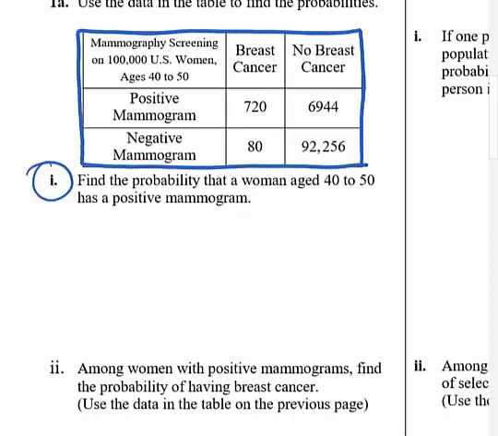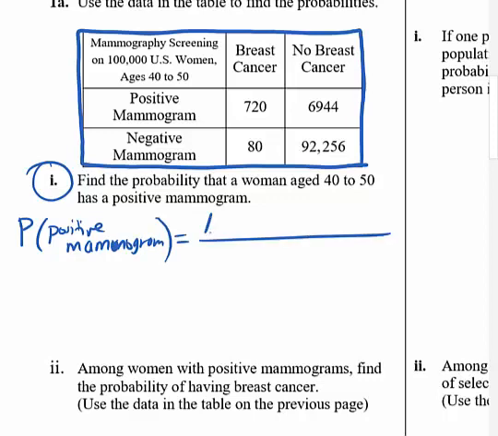So the first part of this asks, what's the probability that a woman aged 40 to 50 has a positive mammogram? So the probability of a positive mammogram, this is usually how you write it, P and then parentheses, whatever you want to happen. Well, of course you don't want someone to have a positive mammogram, but you know what I mean. That's what we're looking for. It's okay. The numerator is the number of ways to get that outcome. So the number of ways to get a positive mammogram. I'm just going to write MAM period.